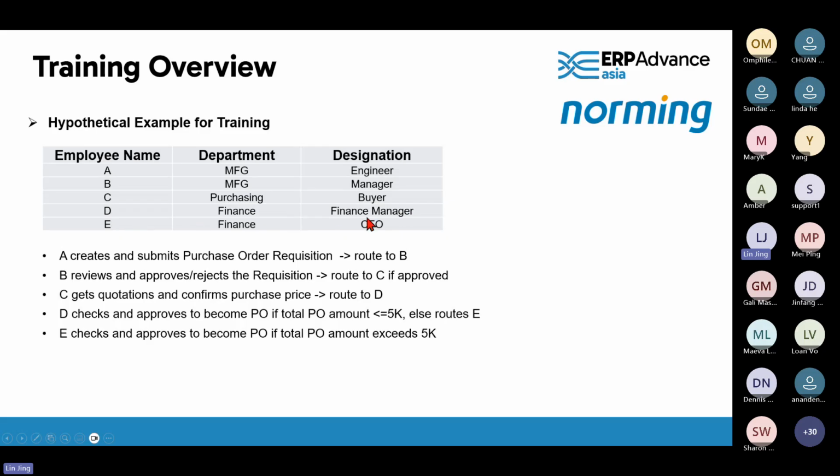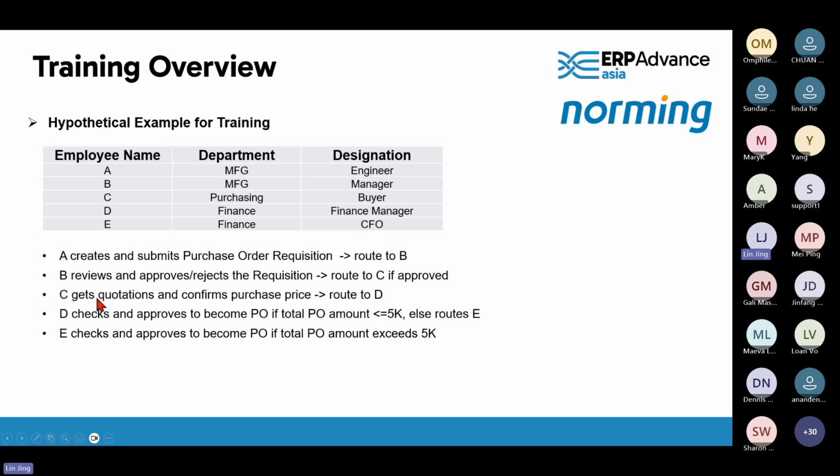E is, let's say, a higher senior manager, for example the CFO. Just an example for this training. A typical workflow is like this: A, the engineer, creates and submits a purchase order request, and then it routes to the manager to approve. B, the manager, reviews and thinks, okay, this purchase is reasonable for the business needs, and approves the requisition, and routes to C, a buyer, to contact the vendor to get the price.